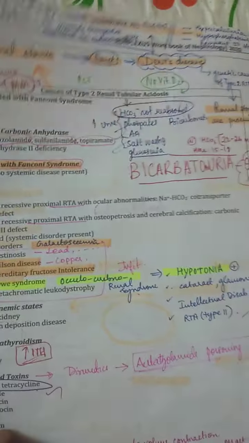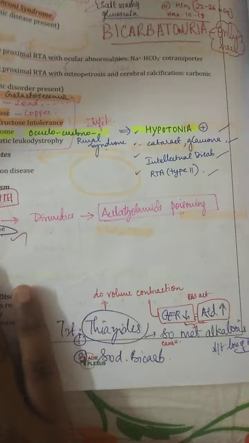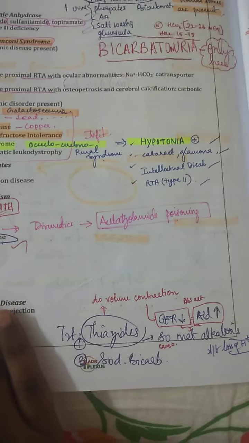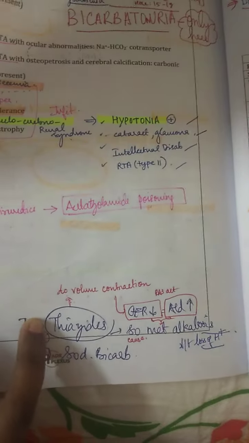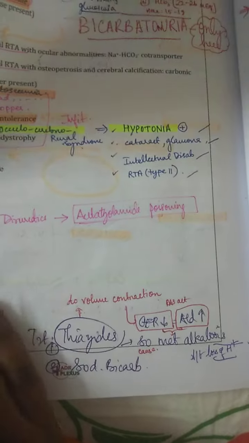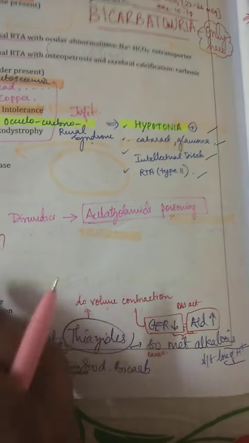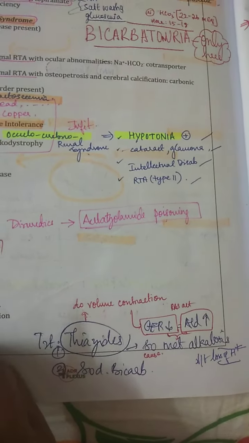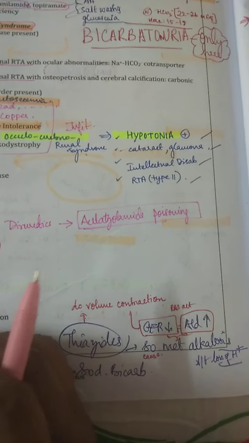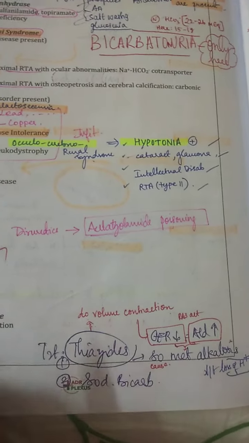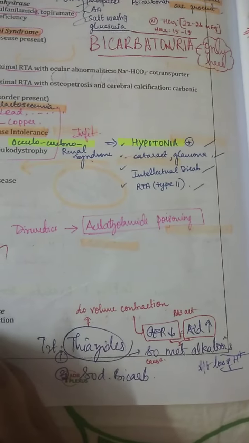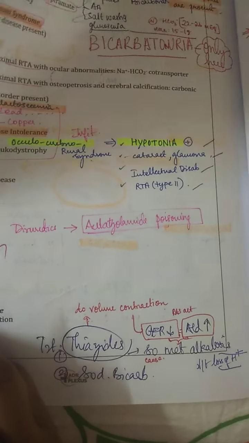Treatment, in all three types, is mostly soda bicarbonate. Oral soda bicarbonate is a palliative thing. Here you can give thiazides because it's going to cause metabolic alkalosis. The thiazides are going to reduce the volume further. Already here the volume is contracted. Now, with more volume contraction, GFR will be less, so RAS will be activated, aldosterone will be more, and so metabolic alkalosis will be present.